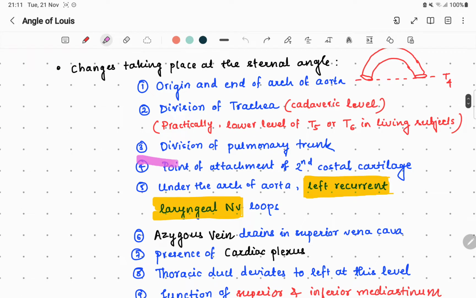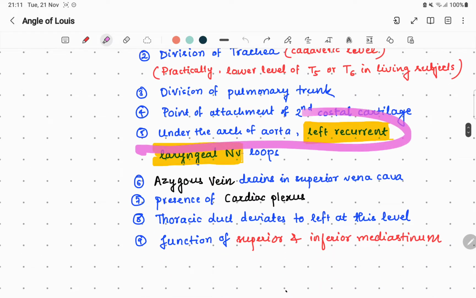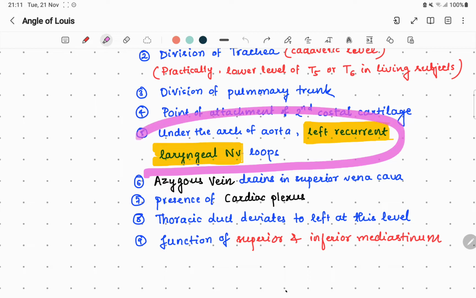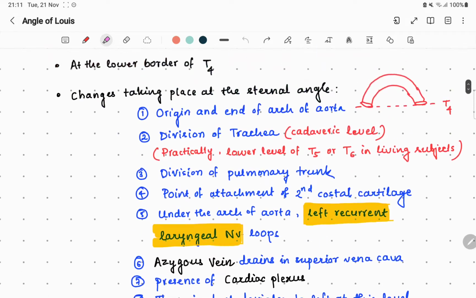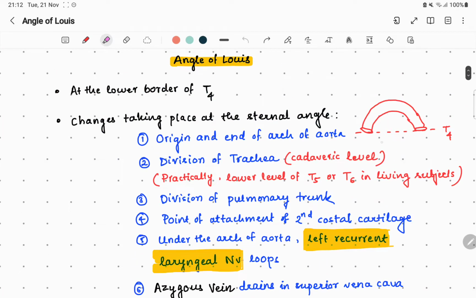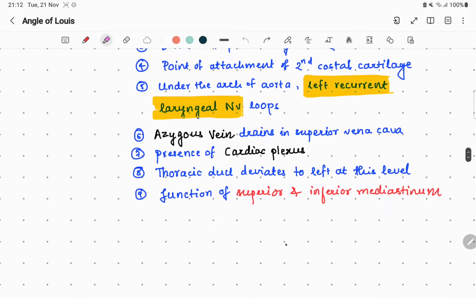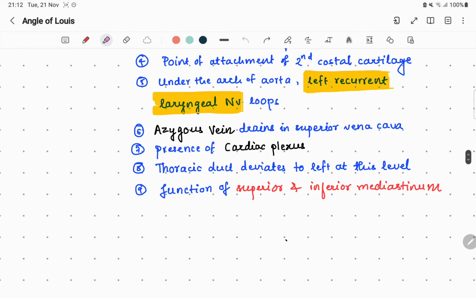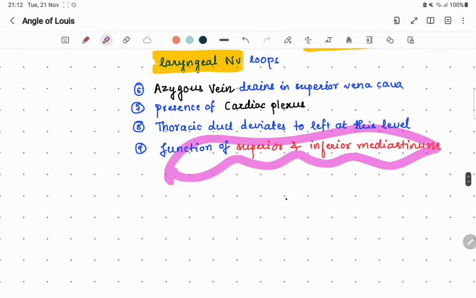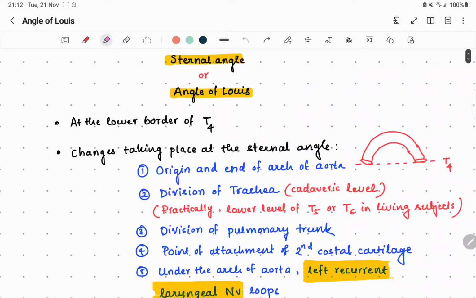Division of the pulmonary trunk, point of attachment of the second costal cartilage, under the arch of aorta the left recurrent laryngeal nerve loops. There is a looping of the left recurrent laryngeal nerve, and the azygos vein drains into the superior vena cava at the level of your angle of Lewis. Presence of the cardiac plexus is there. The thoracic duct deviates to the left at this level, and the junction of the superior and inferior mediastinum is at this level. So that's all about the changes at the angle of Lewis.